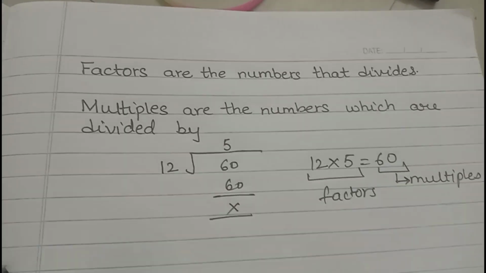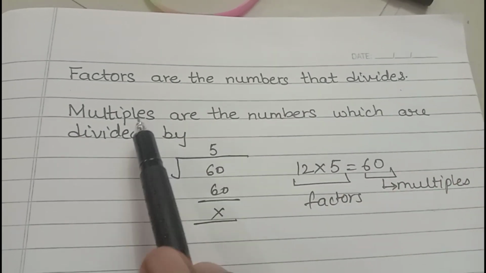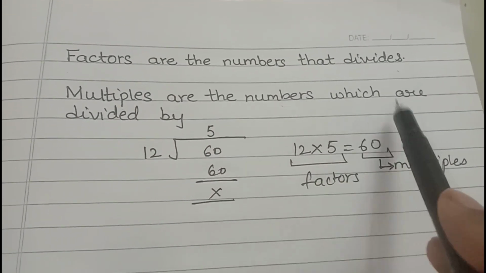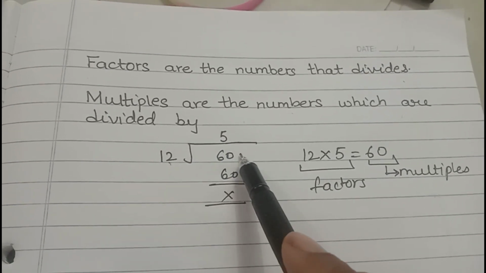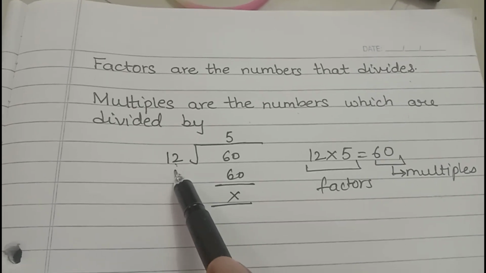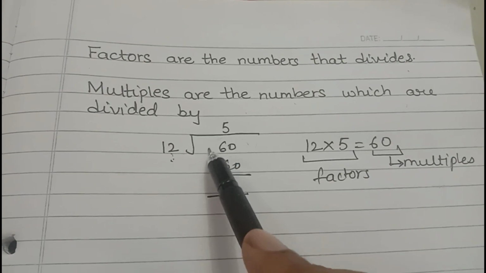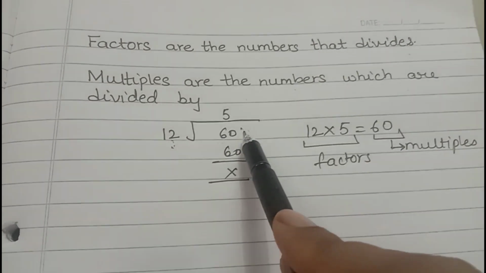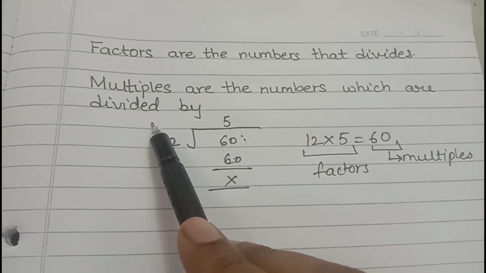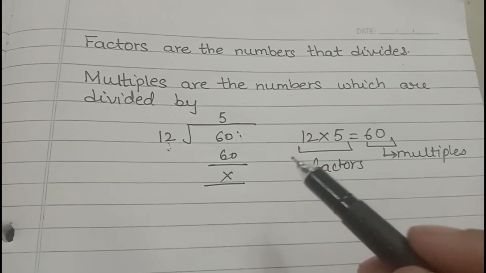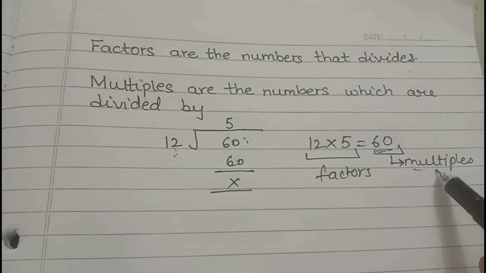Okay. Always remember, factors are the numbers that divide and multiples are the numbers which are divided by. Here 12 is dividing 60. So 12 is the factor and 60 is divided by. So 60 is the multiple. So always remember these two terms, divides and divided by. And M for multiple, M for multiply. So product is multiple. Clear?